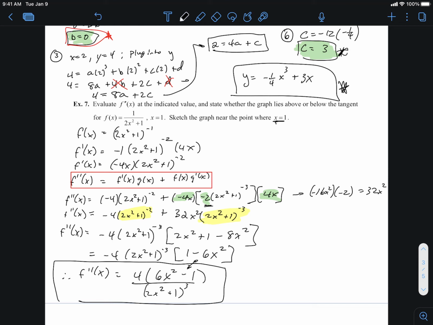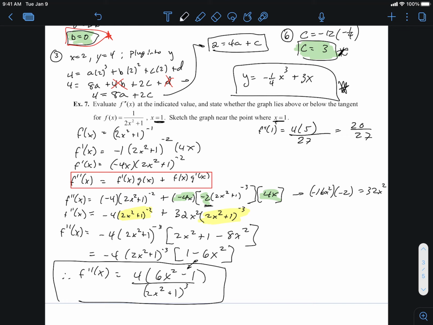And we know, because it told us, we want to find out what the actual value of the second derivative is at x equals 1. So if I evaluate the second derivative at 1, we're going to find out what's going on. We're going to get 4 times 5 over 27, which is going to equal 20 over 27. Well, what's this mean?